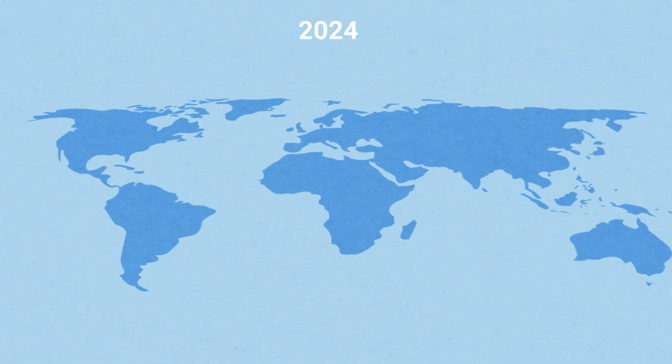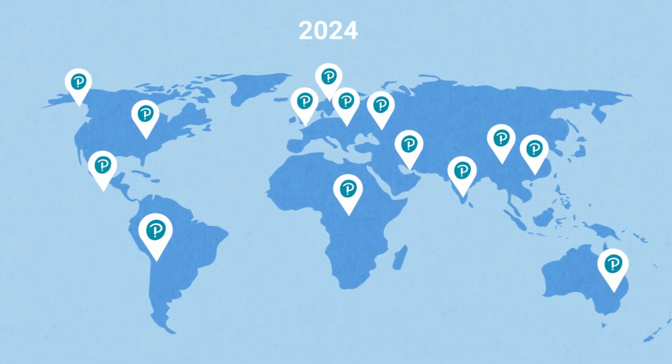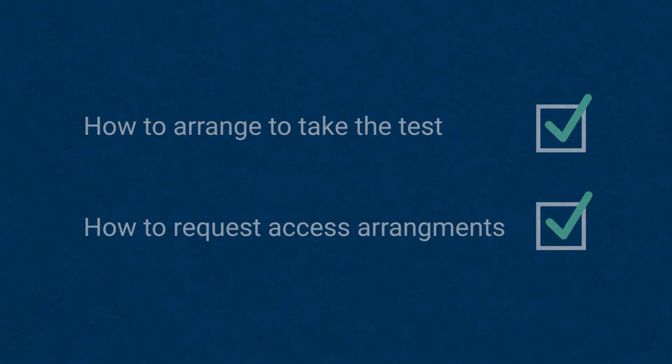From 2024, our candidates will take their Oxford admissions test in one of Pearson VUE's test centres. In this video, we will explain how you arrange to take your test, as well as how you can request access arrangements, for example, additional time.